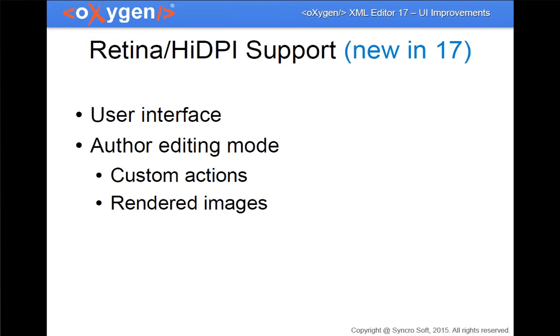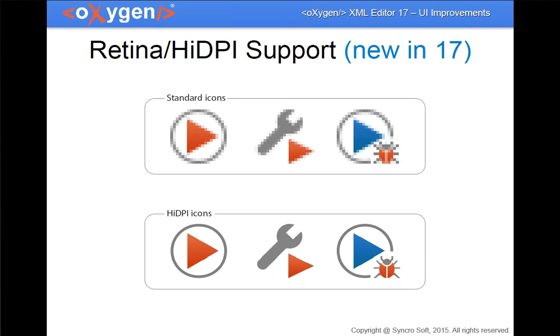The support is also available in the author editing mode for your custom actions icons, and also for the images rendered in the author mode. This is just an example of the difference between the double density, double resolution icons and the standard ones. Of course, this image is a bit zoomed in, so you can see better the differences between them.